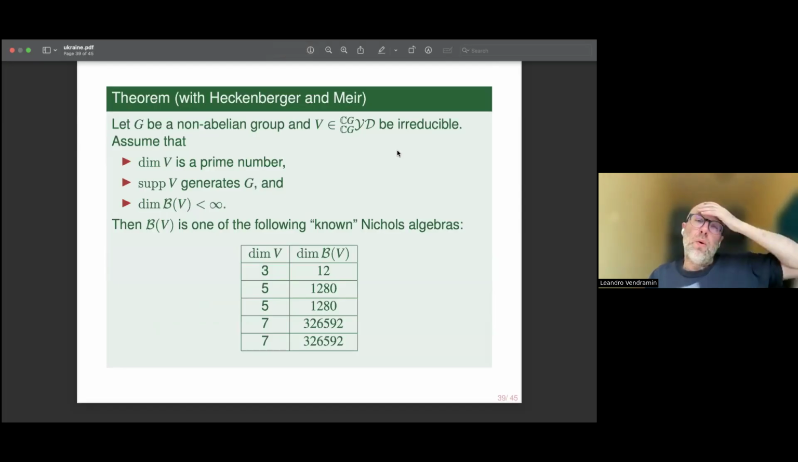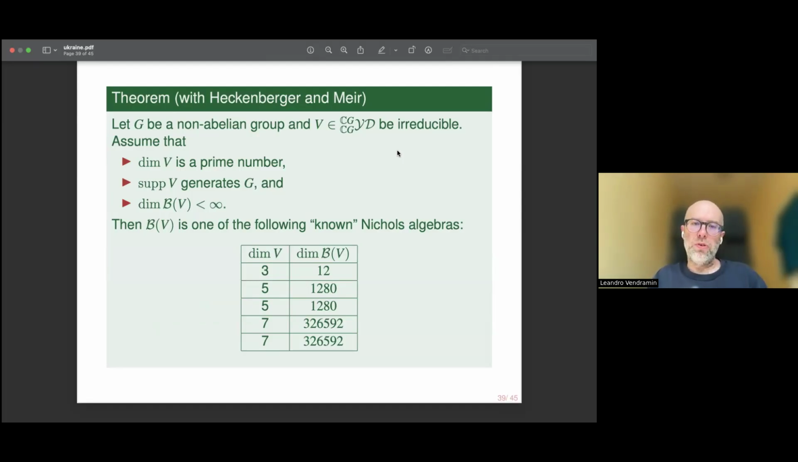So recently, in an attempt to answer the question of whether you have another example of a finite dimensional Nichols algebra or not, with Heckenberger and Meir we proved the following theorem: that we don't have another example as long as the dimension of V is a prime number. So the theorem is like this.